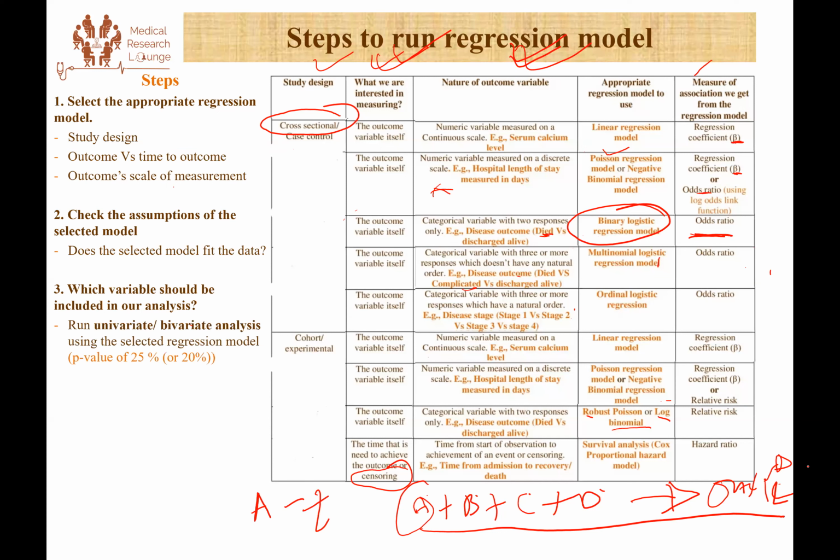Which variables to include in our analysis is a decision made by two factors. The first one is a statistical method.